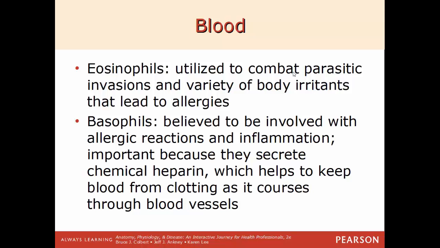They secrete a chemical called heparin, which is an anticoagulant. And they also release histamines. So if you have allergies to ragweed or pollen or grasses, it's because of these cells, these basophils. It's also the reason why you take antihistamines, to neutralize the effect of these basophils.